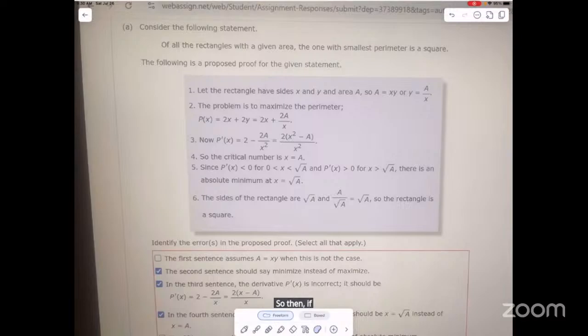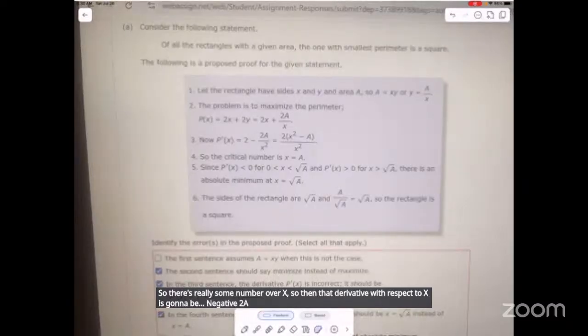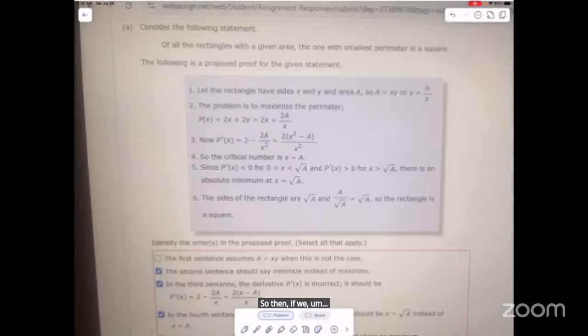So then if we take the derivative for step 3 with respect to x, the derivative of 2x is just 2. That 2A, you just treat it like a constant. So that's really some number over x. So then that derivative with respect to x is going to be negative 2A over x squared. So then if we do algebra, get a common denominator, it simplifies down to 2 times (x squared minus A) over x squared. Then step 4 says, so the critical number is x equals A.